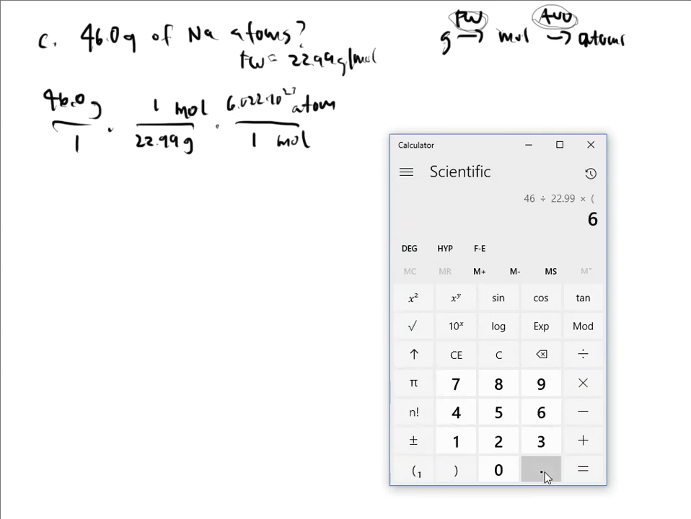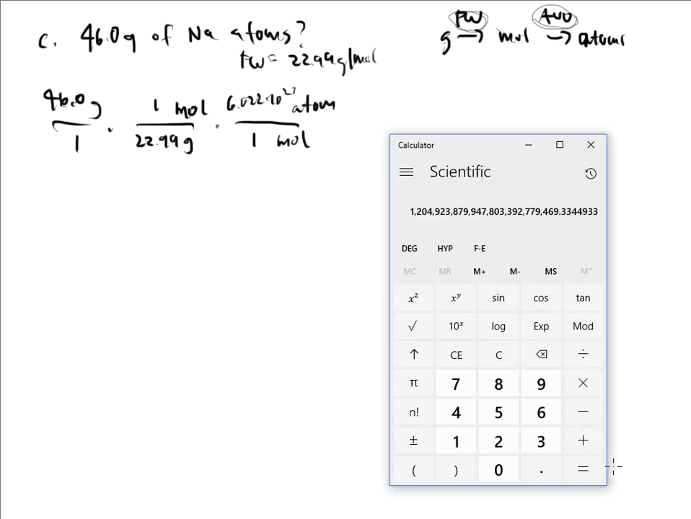Parentheses, 6.022 times 10 to the 23rd. Remember, on this calculator, I've got to do 23 first and then do the 10 to the x. I can see that shows up like it should on the calculator you're using at home. Then I'm going to close that parentheses up. So 6.022 times 10 to the 23rd. The calculator understands to do that first, and then multiply, and then divide as needed.